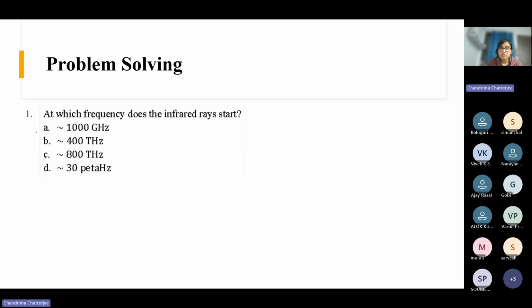In the beginning of the lecture, I think sir showed you one diagram where the electromagnetic spectrum is shown. There are various kinds of electromagnetic signals, starting from radio frequency, then microwaves, then infrared, then UV, then X-ray, gamma ray. All these things were listed. If you just refer to that diagram, you will be able to see that the first option is correct. From 1000 gigahertz, the infrared starts.